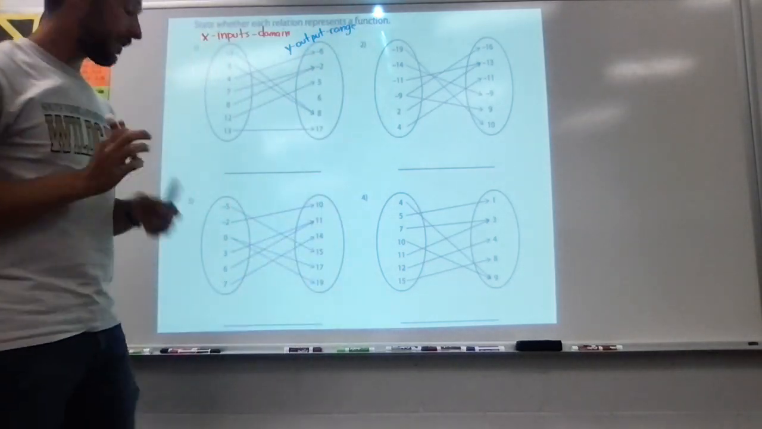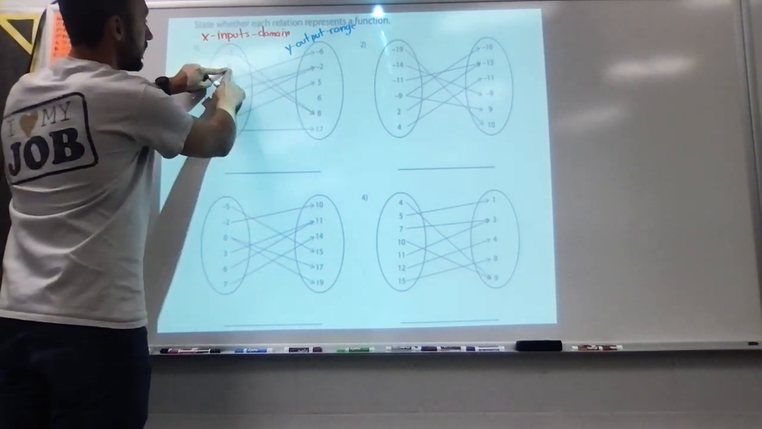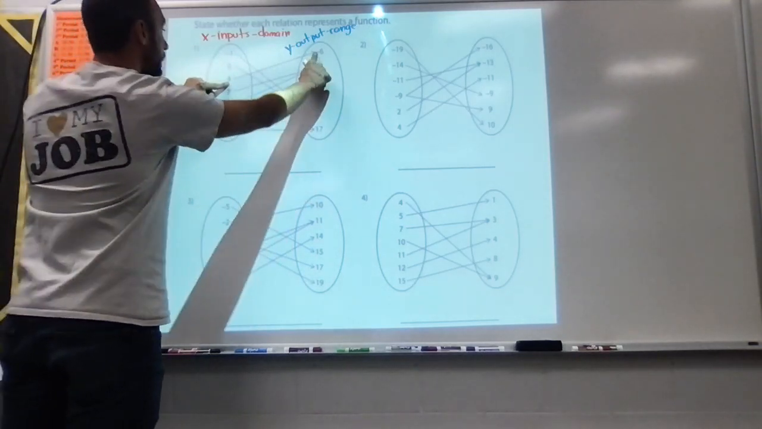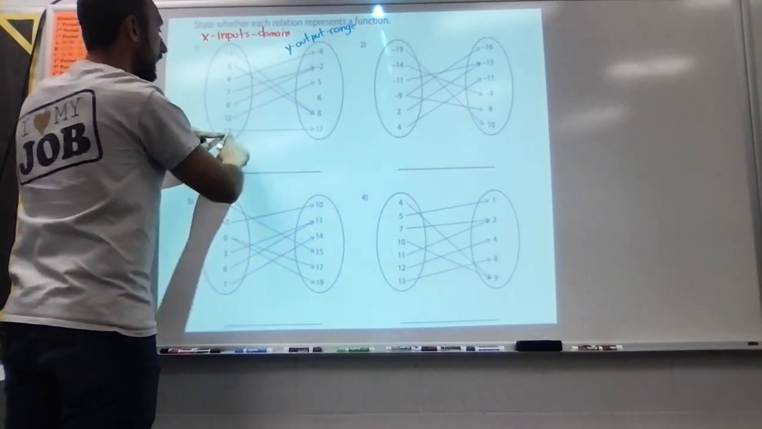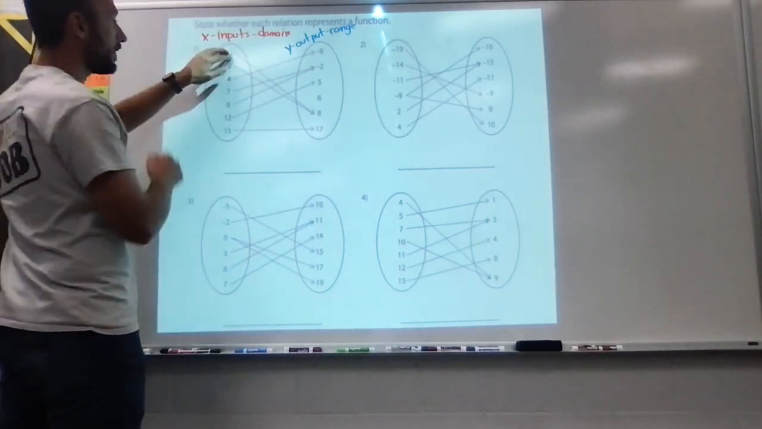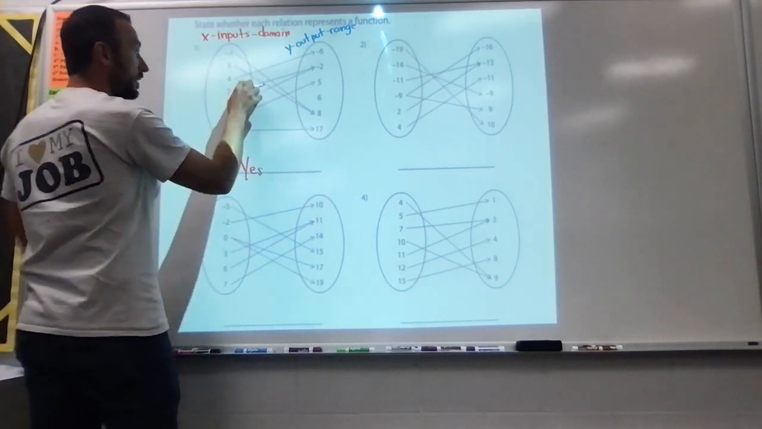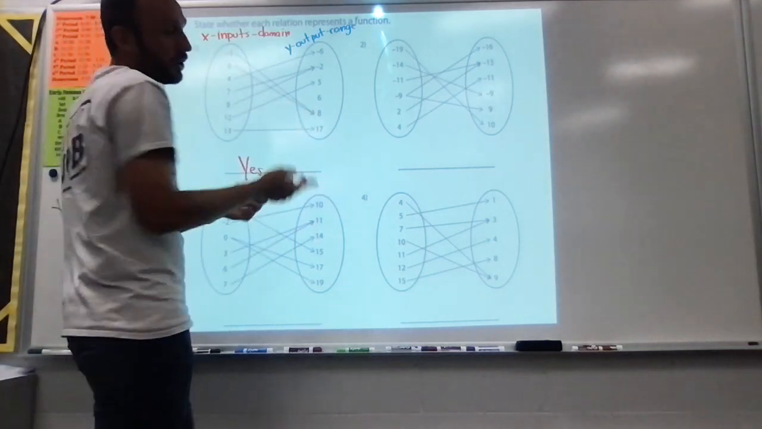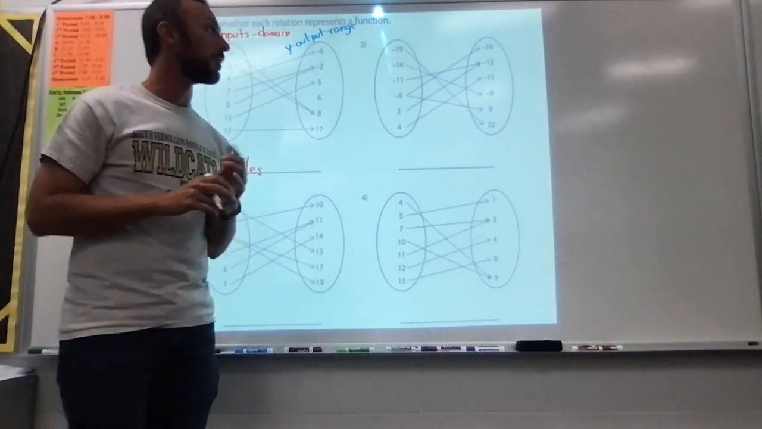And I'm still looking at whether every input only has one output. So here, -1 is 8, 0 is 8, 4 is -6, 7 is -2, 8 is -2, 12 is 5, 13 is 17. Every input only has one output, so that is a function. Do some inputs share an output? Sure, that's okay, as long as each input only has one output.